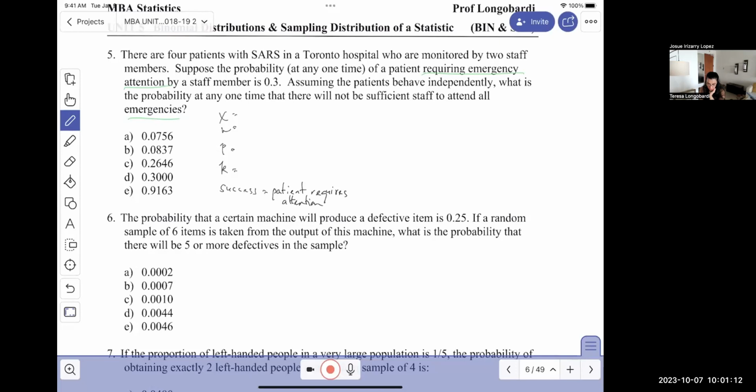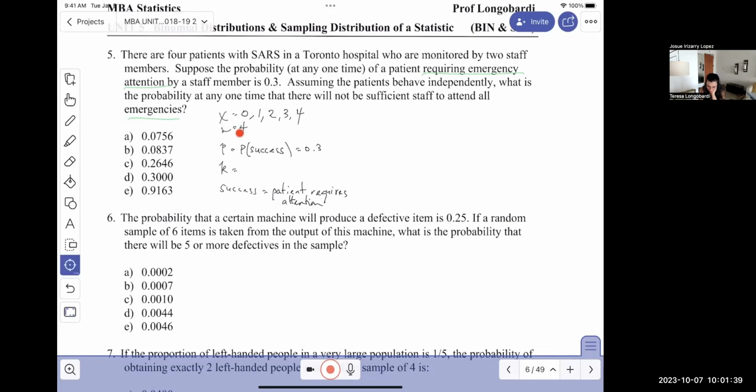How many times will we look for the success? In other words, what is N? We're gonna look four times, right? And what's the probability of a success? 0.3. So the possibilities are no successes, 1 success, 2, 3, or 4.